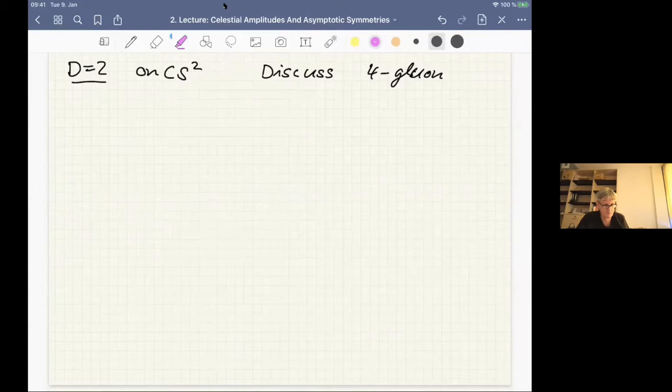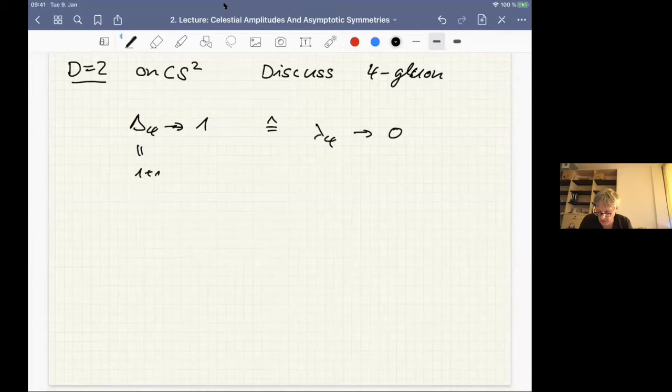So we take this four gluon amplitude we have considered before, and I already tell you what this soft limit means. What we will do now is send delta 4 to 1, this conformal dimension, which is lambda 4 goes to 0. Recall that delta 4 is 1 plus i lambda 4. So we take the celestial amplitude for gluons we have just discussed, and look at what this limit does.